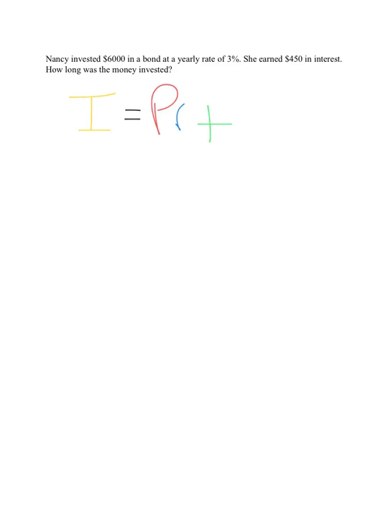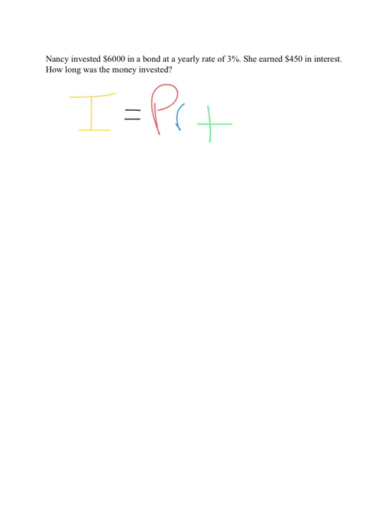So the question is going to read, Nancy invested $6,000 in a bond at a yearly rate of 3%. She earned $450 in interest. How long was the money invested? So we're going to use the formula I equals PRT to find the amount of time the money was invested.